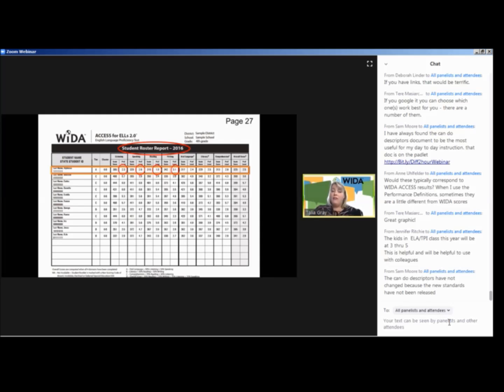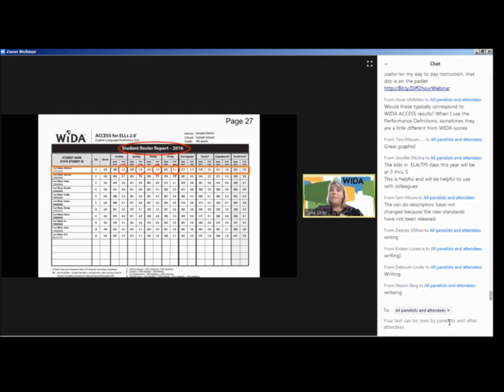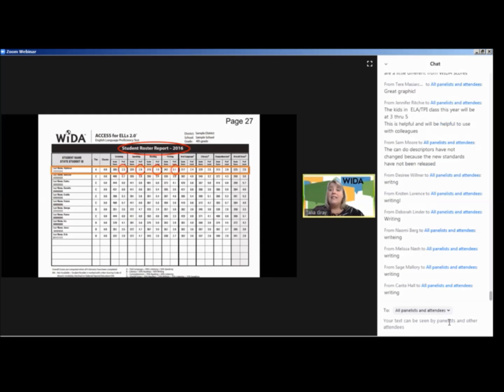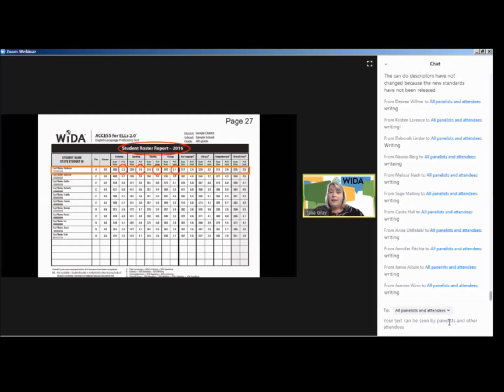What do you think Alfonso last name's biggest strength is? Just pop it in the chat box real quick. What is his strength? What is one of his biggest assets? And you're right, it's writing. Look at his score in writing, 3.1. That's good for Alfonso last name. Now, I want you to look at his domain scores and tell me where Alfonso last name needs the most support. Reading, you're exactly right.